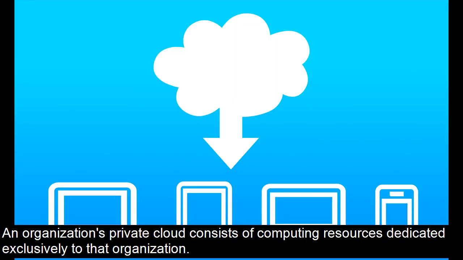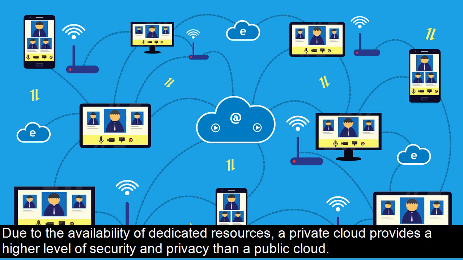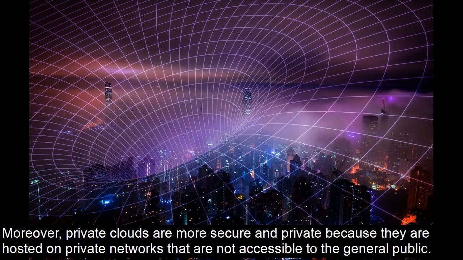An organization's private cloud consists of computing resources dedicated exclusively to that organization. A data center can be located on-site at an organization or can be hosted by a cloud service provider. Due to the availability of dedicated resources, a private cloud provides a higher level of security and privacy than a public cloud. The private cloud provides the same benefits as a public cloud, such as self-service, scalability, and elasticity, but offers additional customization and control. Moreover, private clouds are more secure and private because they are hosted on private networks that are not accessible to the general public.